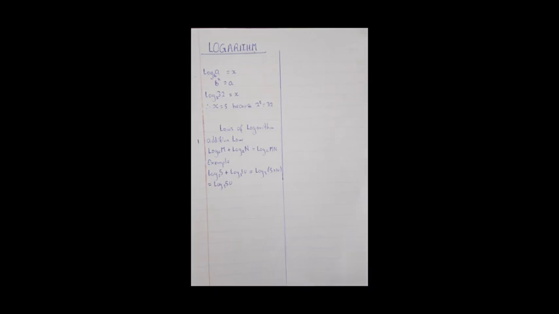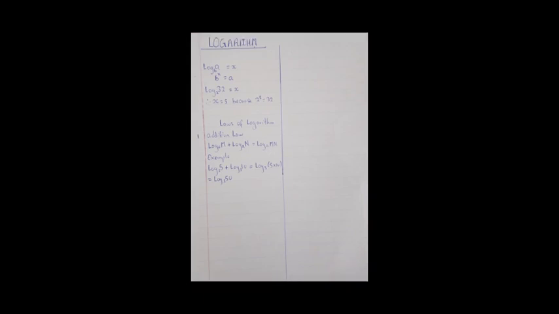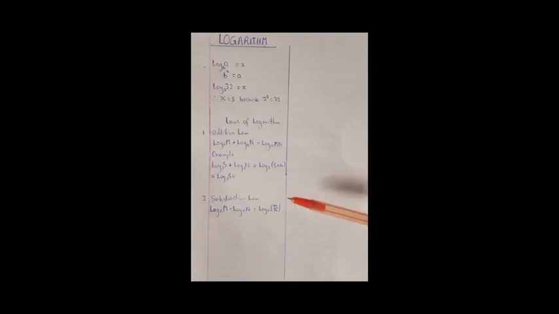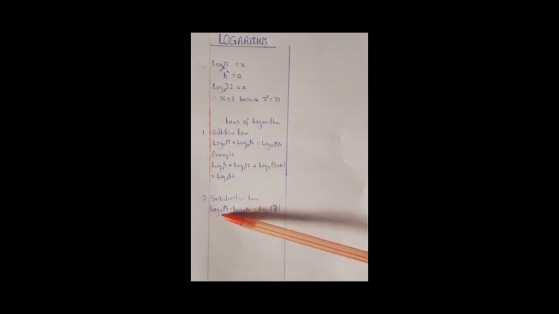Now let's look at the second law. The second law of logarithm, we have the subtraction law. So for the subtraction law, when we have log m base a minus log n base a, what you just simply do is pick out one base and pick out log.